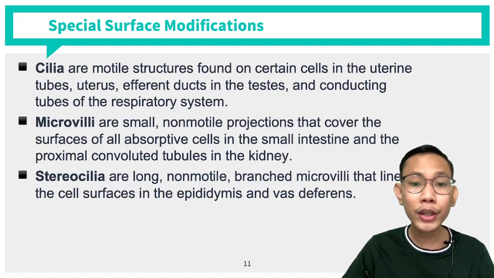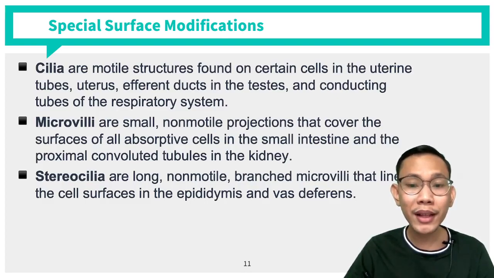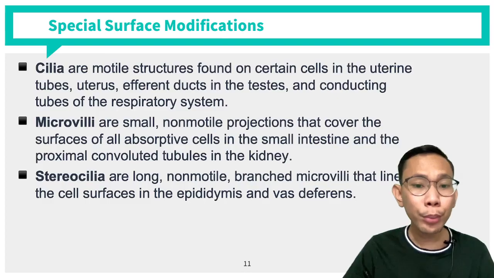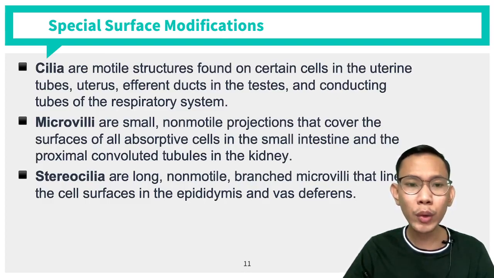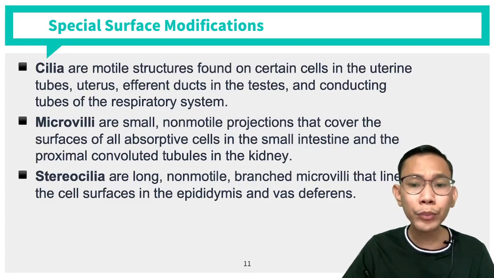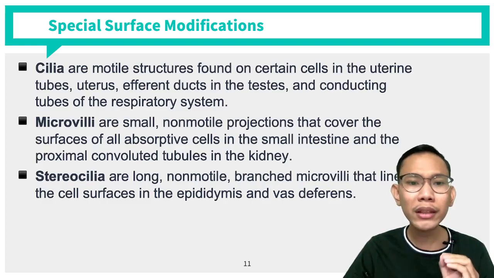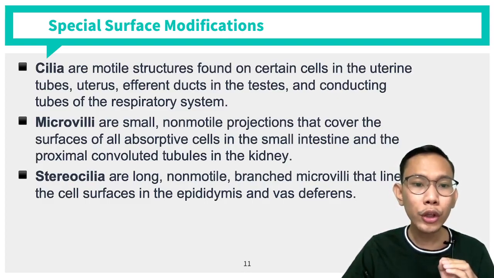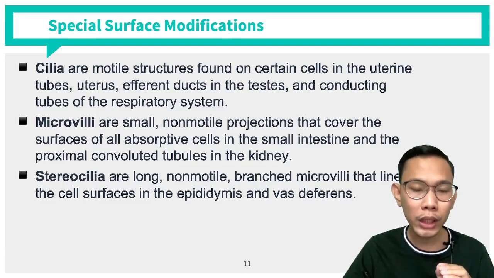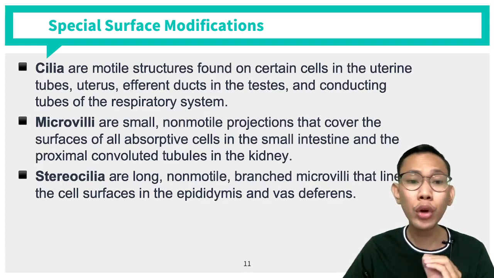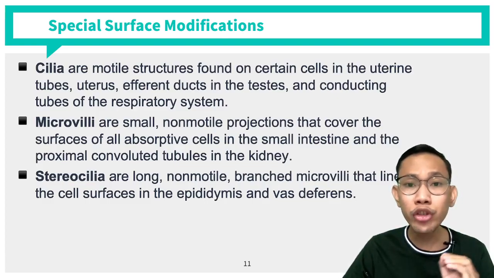Microvilli, on the other hand, are small, non-motile projections that cover the surfaces of all absorptive cells in the small intestine and your proximal convoluted tubules in the kidney. Unlike cilia, microvilli are non-motile. Stereocilia are also non-motile. They are long, branched microvilli that line the cell surfaces in the epididymis and your vas deferens. To differentiate these three structures, cilia are motile, while microvilli and stereocilia are non-motile. Cilia are for transportation, while microvilli and stereocilia are generally for absorption.